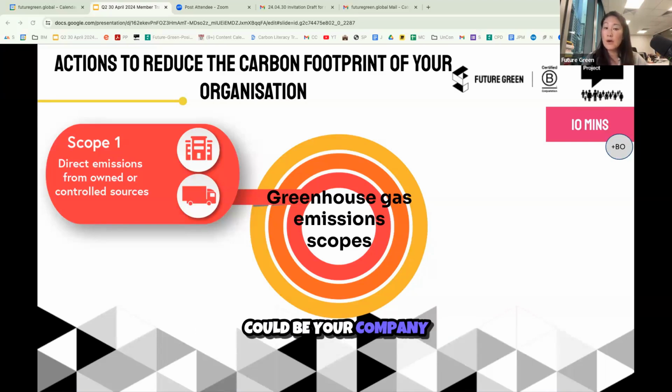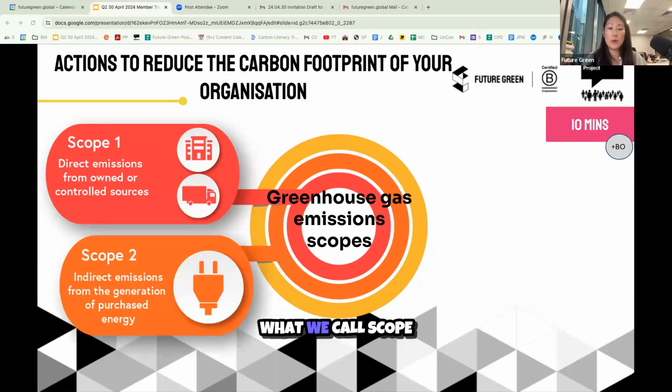Could be your company-owned vehicles. If the business is buying petrol and producing greenhouse gas emissions from their vehicle, that's in your scope 1. And it could also include what we call fugitive emissions. So there's emissions that escape, like refrigerant leaks. So if you use a lot of fridges, there's also those emissions as well.